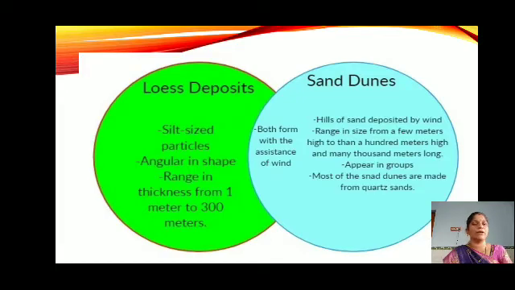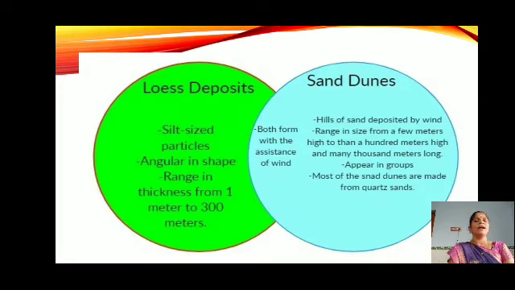Then what are sand dunes? Sand dunes have a hill shape. They are hills of sand deposited by wind, ranging in size from a few meters high to more than 100 meters high and many thousand meters long, and they appear in groups. Most sand dunes are made from quartz sands, that means fine sands. Children, this is the difference between loess deposits and sand dunes.